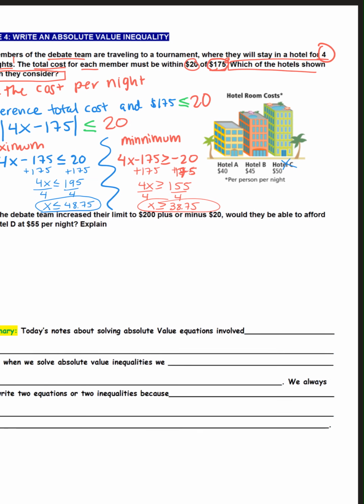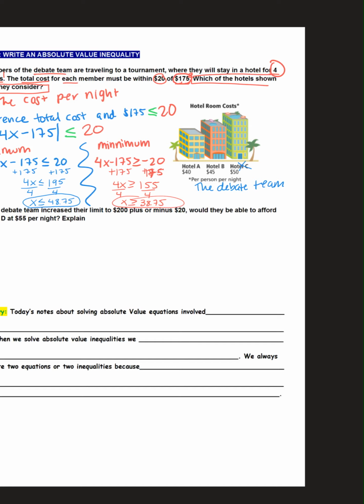So the members of this debate team can choose between Hotel A and Hotel B. And that's it.